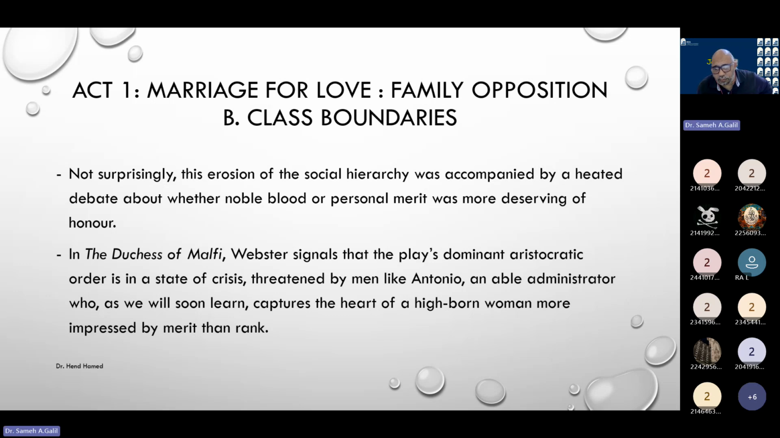So this erosion of the social hierarchy was accompanied by a heated debate about whether noble blood or personal merit was more deserving of honor. So as you can see, with the Duchess of Malfi, we can almost feel that the aristocratic order, which was dominant during the time, is in a state of crisis, threatened by men like Antonio, who is an able administrator who, as we will soon learn, captures the heart of a high-born woman more impressed by merit than rank.